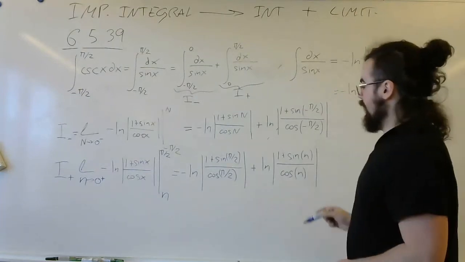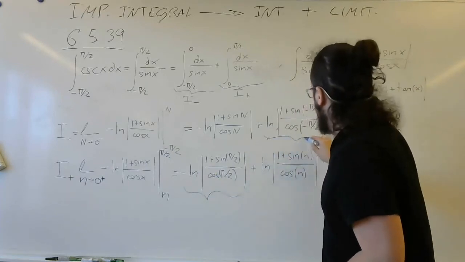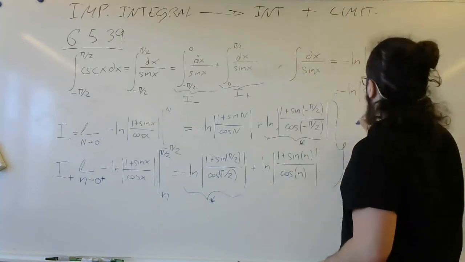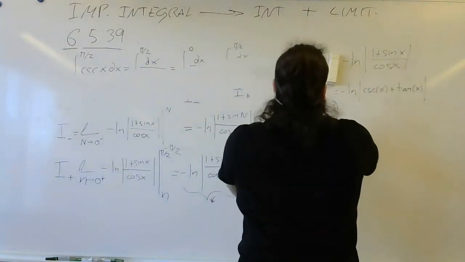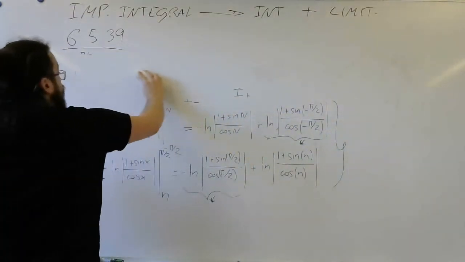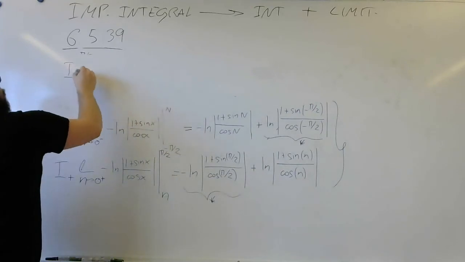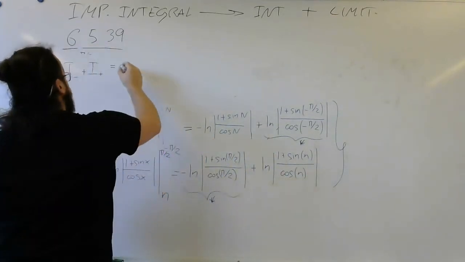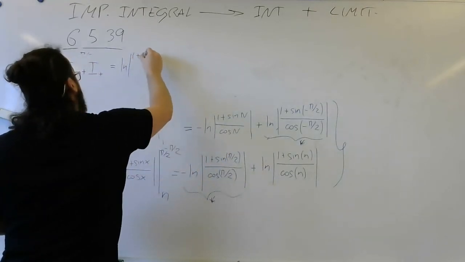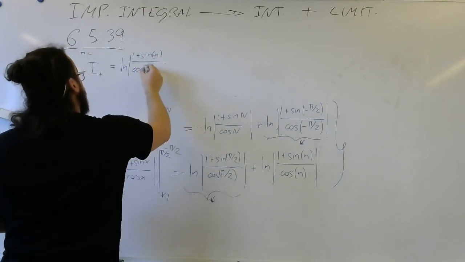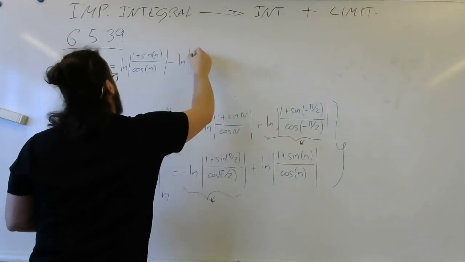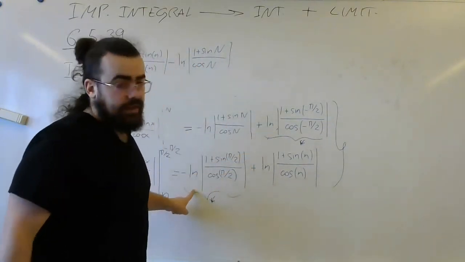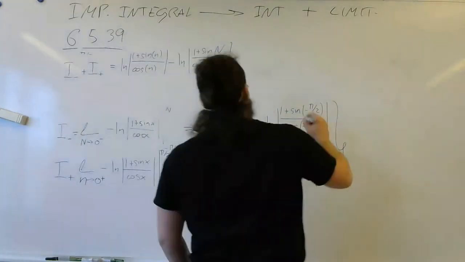So this is how we are going to look at it. Look at this thing. This whole thing, sorry, I'm going to start deleting things here. Let's see, the terms that we depend on: logarithm of 1 plus sine small n over cosine small n, minus logarithm of 1 plus sine capital N over cosine capital N. And here, the difference of two logarithms is the logarithm of the quotient. So I'm going to do that directly.